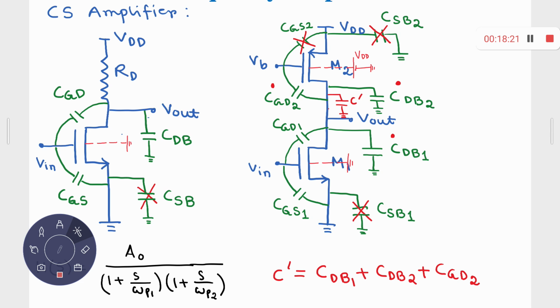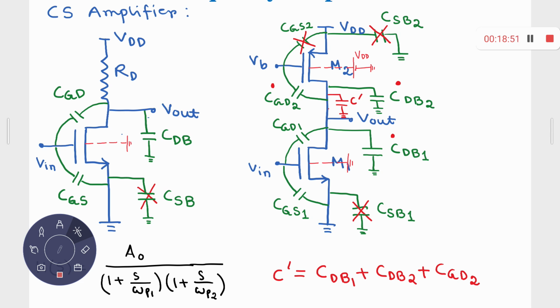Okay, so here one is the input node, that is G1, and the output node is D1 or D2, you can call it either, because D1 and D2 are connected together. We started with 4 plus 4, 8 capacitors. Out of them, 3 are redundant. We are left with 5, right? CGS1, CDB1, CGD1, CGD2, and CDB2.